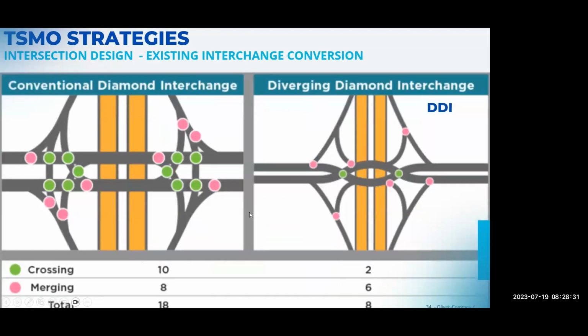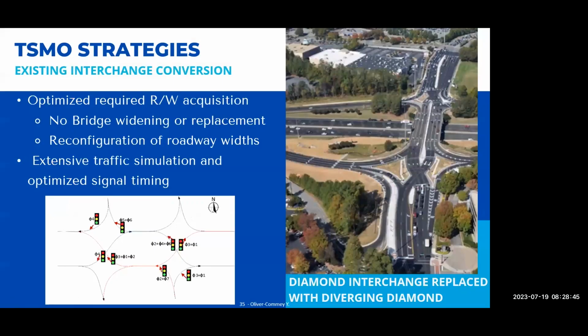So for this intersection where we did that, you could see that a traditional diamond is going to have about 18 possible places where cars can crash into each other, but the DDI brings it down to 8. We worked on one of them for a state where we were able to take an existing diamond and change it to a DDI, and the conversion was done pretty quickly. It included a lot of modeling, a lot of traffic simulations, a lot of discussions, a lot of public education, but in the end, they were able to save money by not widening the bridge.